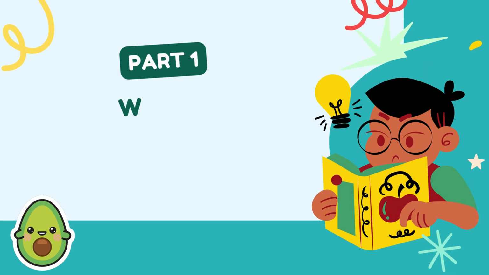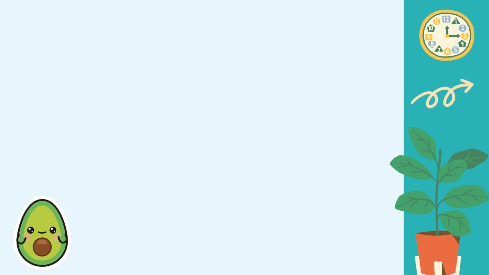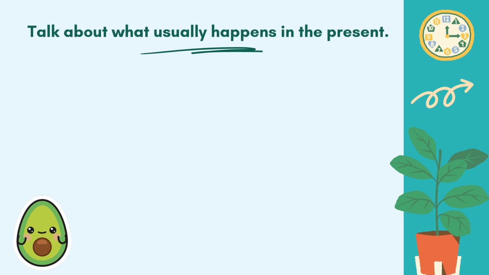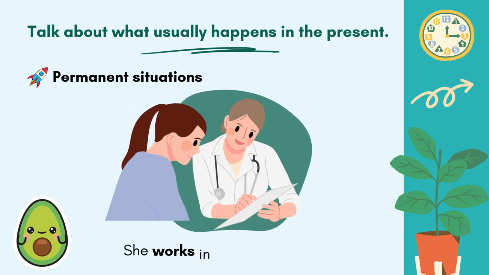Part 1. What is the present simple? The present simple tense is used to talk about what usually happens in the present. We use the present simple to talk about things that are true for a long time. Examples: I live in Paris. She works in a hospital.